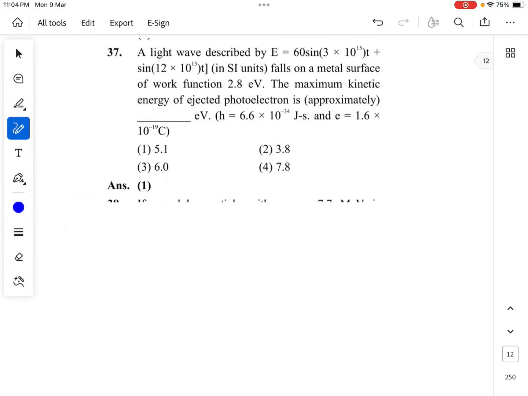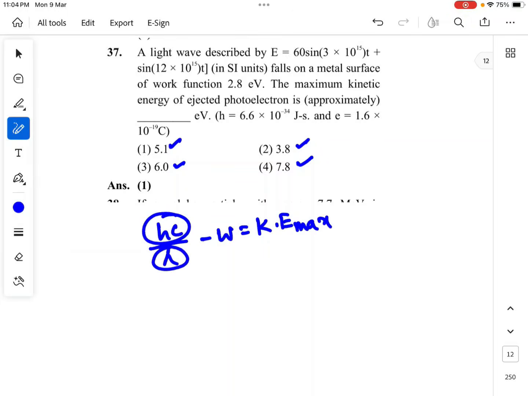When I do this question, I will look at the options: 5.1, 6.0, 3.8, 7.8. I am sure this question is not hard, it's easy, but you have a lot of calculations. What are the calculations? hc by lambda, that is the energy of the photon, minus the work function is the KE max. Everybody knows this. So doing this hc by lambda and finding the answer, that you have to do. I am not going to do it exactly, but I will definitely take the right answer.